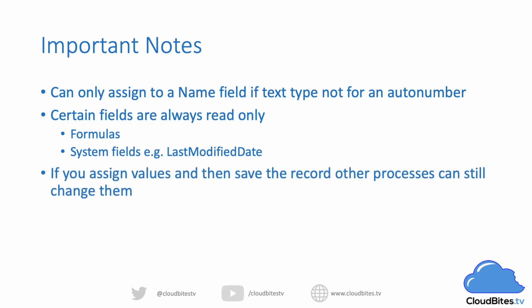If you assign a value to a field and then save the record, other processes can still change that. So if you have a workflow rule that's setting the salary field independently, your code can set it and then the workflow can go away and update it. So just be aware of that.